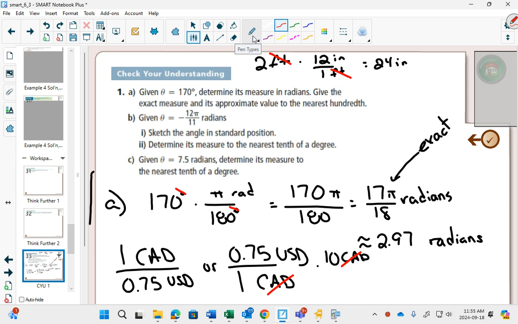Very nice. If I had 10 American dollars and wanted to know how much Canadian that would be, I would use this one and take my 10 US dollars, so my US dollar units cancel. I'd have to take the 10 and divide it by 0.75 and get my conversion that way. Okay? So I find you're going to either multiply by pi over 180 or 180 over pi, but it will be obvious if you understand how units work and you understand that this is equal to 1. So I hope that is very helpful for you.